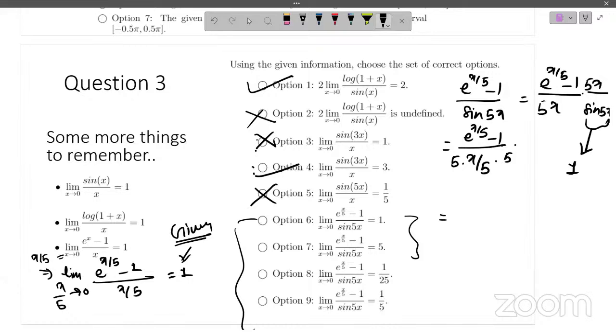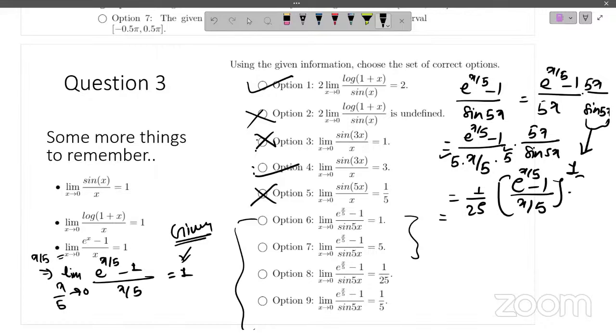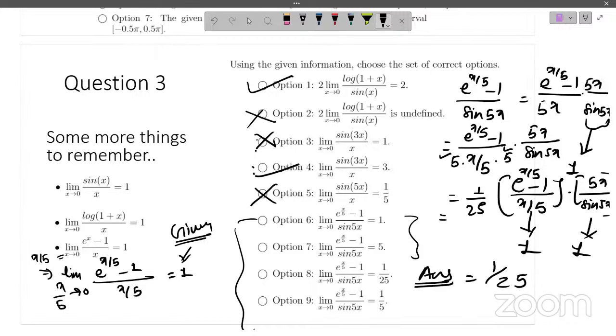This term will remain as it is, so it is sine 5x. Then 1 by 25 will come out, from this 5 and this 5. And I'll get (e to the power x by 5 minus 1) upon x by 5, into 5x upon sine of 5x. Now this is something I already know, that the limit of this function will be 1 and the limit of this function will be 1. So what is our answer? Our answer will be 1 by 25. So option 8 is true. All others are not.